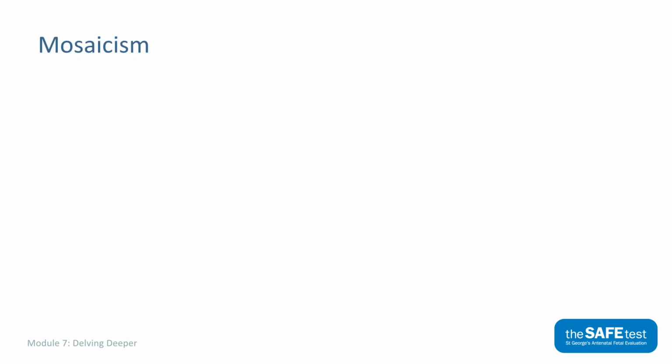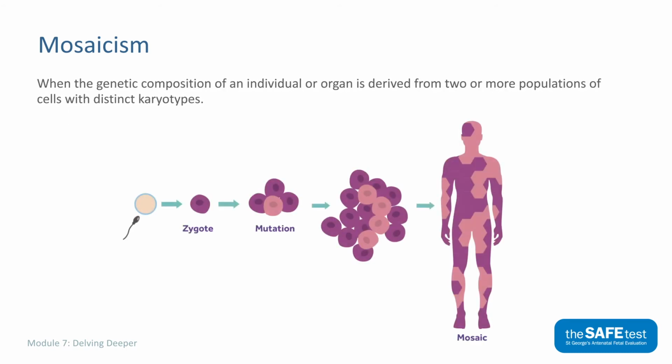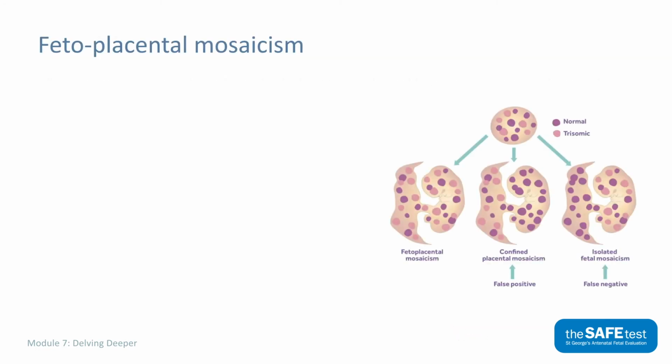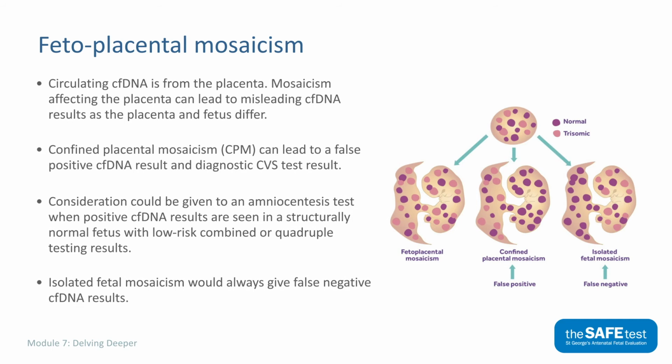Mosaicism is when the genetic composition of an individual or organ is derived from two or more populations of cells with distinct carrier types. Confined placental mosaicism occurs when the cell-free DNA from the placenta is different to that of the fetus, and it can lead to a false positive NIPT result and diagnostic CVS test result.